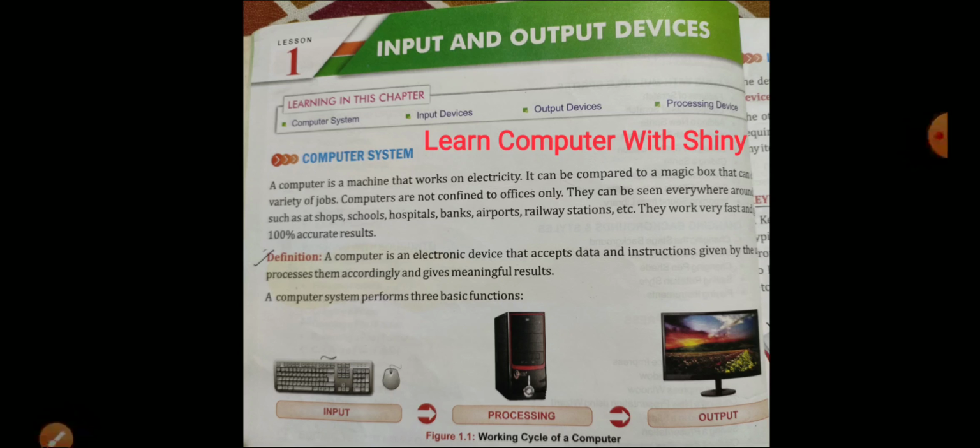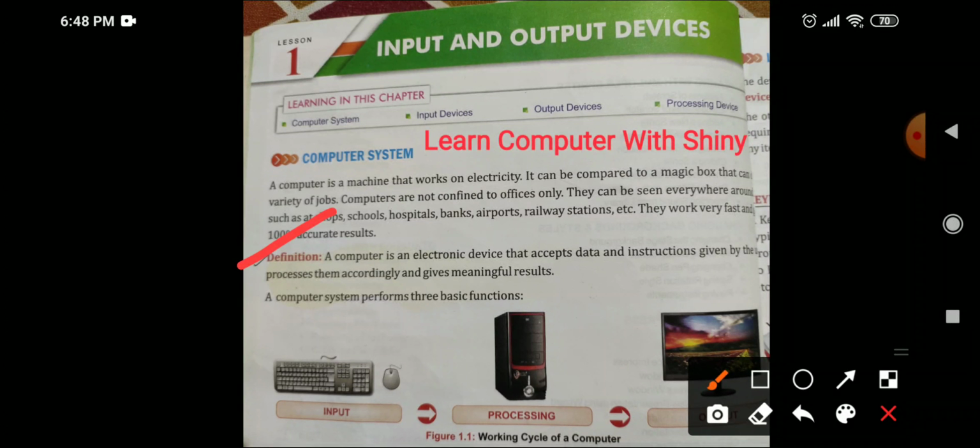Today we are going to read chapter number 1, input and output devices. So let us start. A computer is a machine that works on electricity. It can be compared to a magic box that can do a variety of jobs. Computers are not confined to offices only. They can be seen everywhere around, such as at shops, schools, hospitals, banks, airports, railway stations, etc.